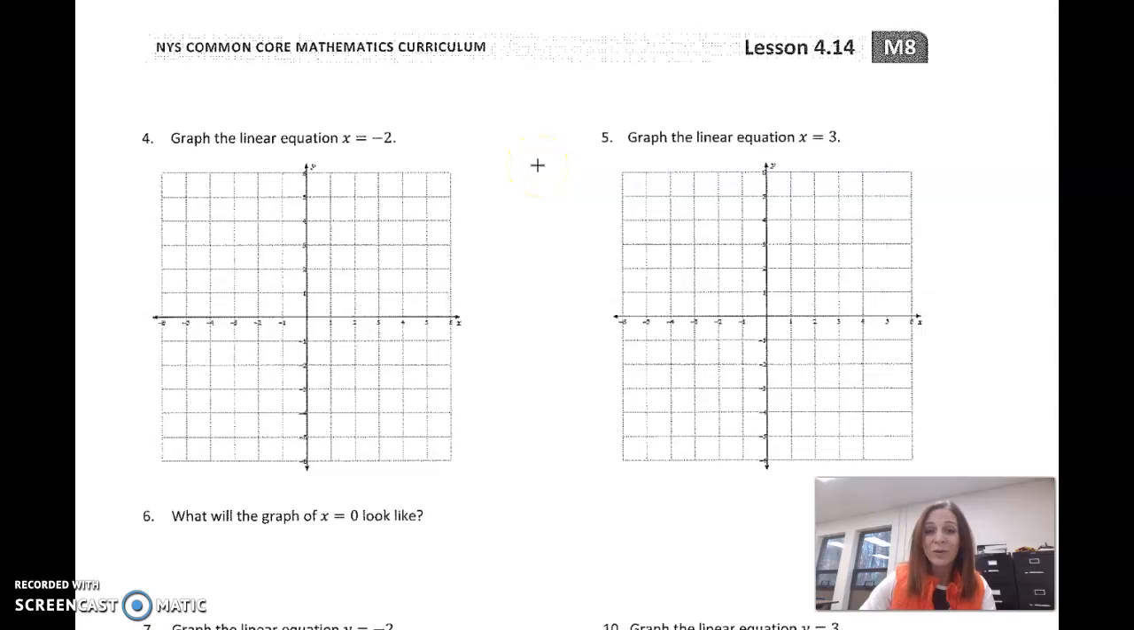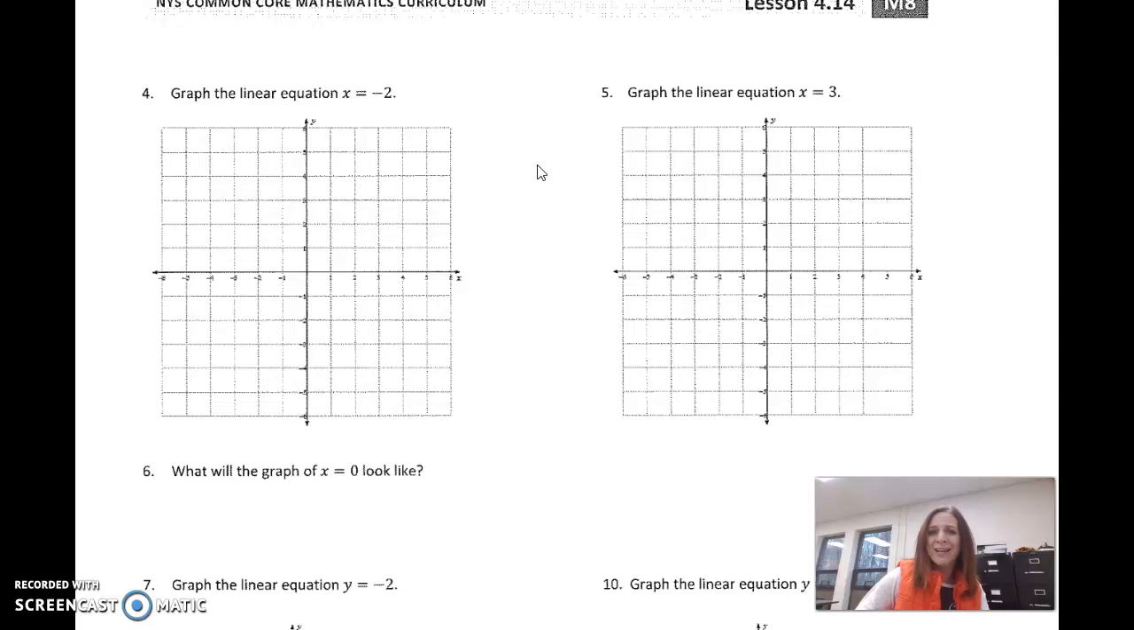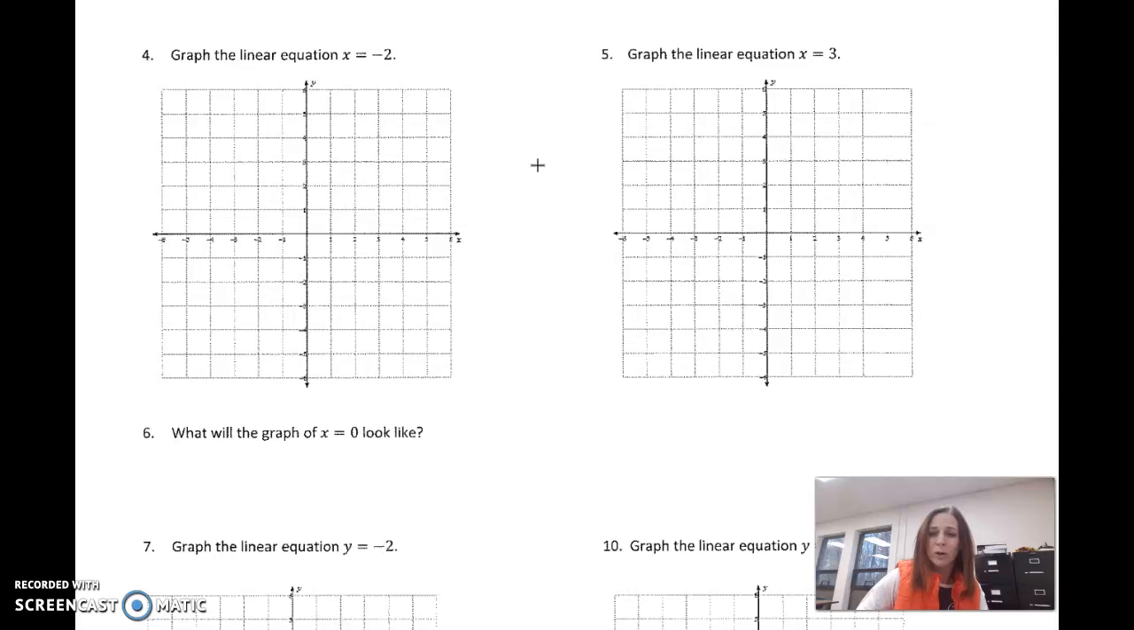All right, again, lesson 14 is focusing on horizontal and vertical lines and what the equations for those are. If we look at number 4 here, it says graph the linear equation y equals -2. I want to show you something. This is normally how we're going to write it.